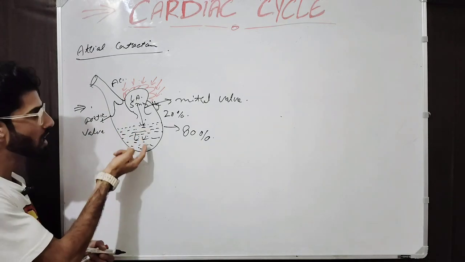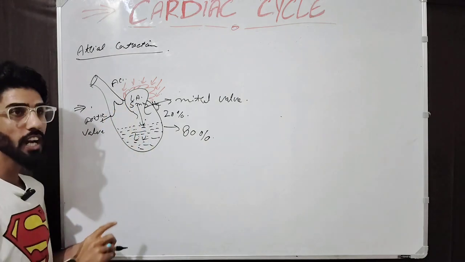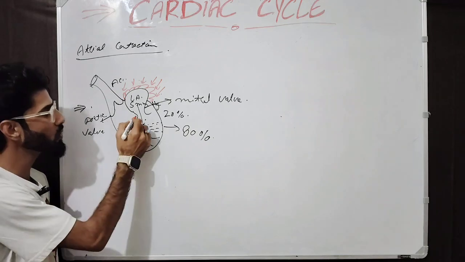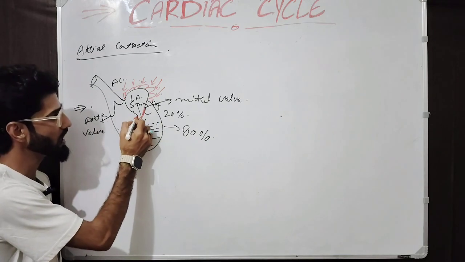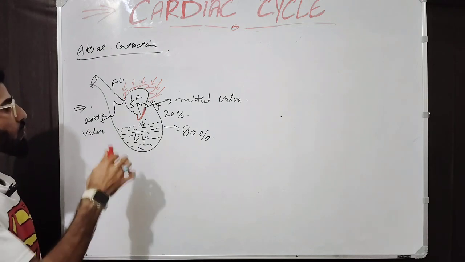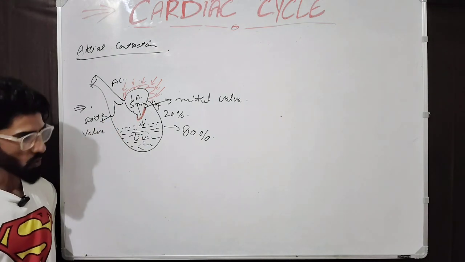When the ventricular pressure becomes more than the atrial pressure, it will close. Yes, which valve? It will close the mitral valve. Okay, so now both the valves are closed.